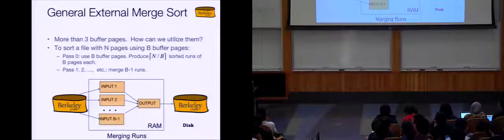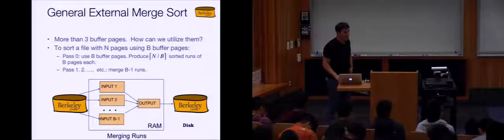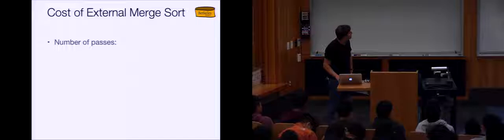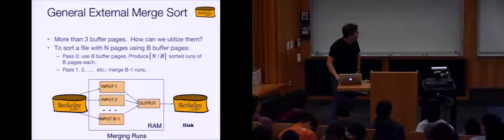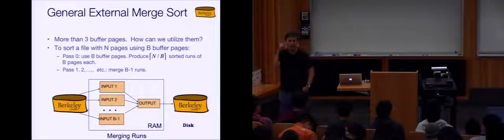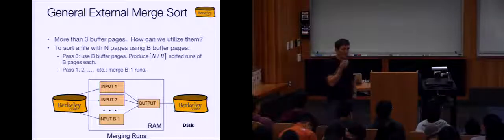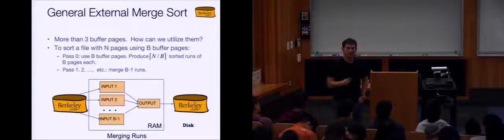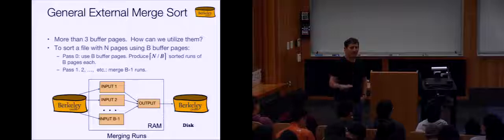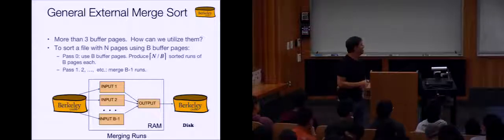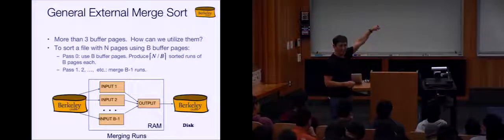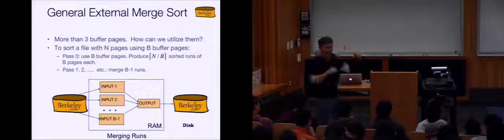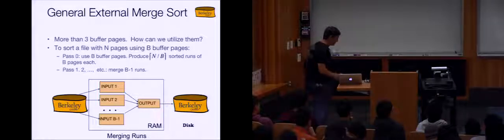So now we have to figure out the specifics of how much this costs. How many passes do we take on the data in this context? We take 1 for pass 0. And then how many passes do we take after that, reading and writing? Yeah, log base B of n. Actually, log base B minus 1, because there's only B minus 1 of those buffers. But in big O notation, log base B would do just fine.